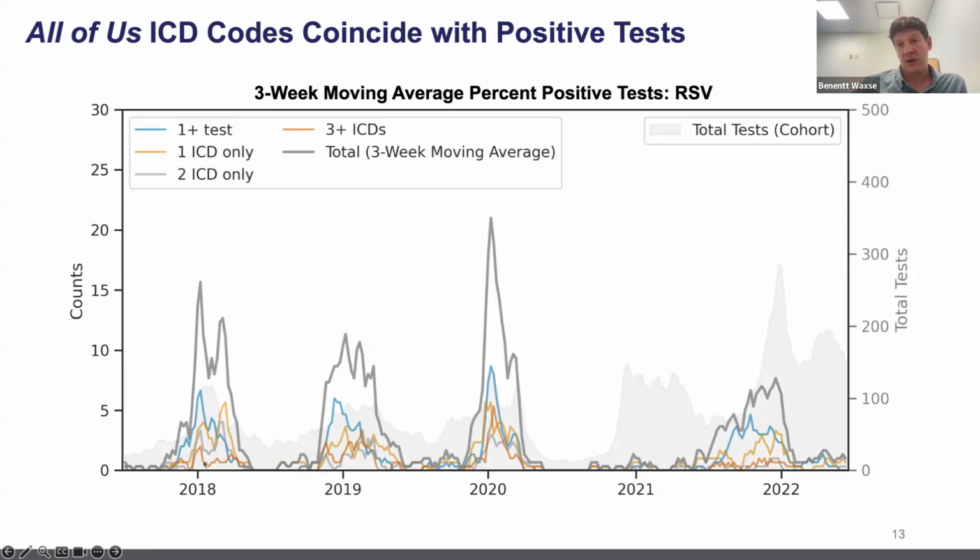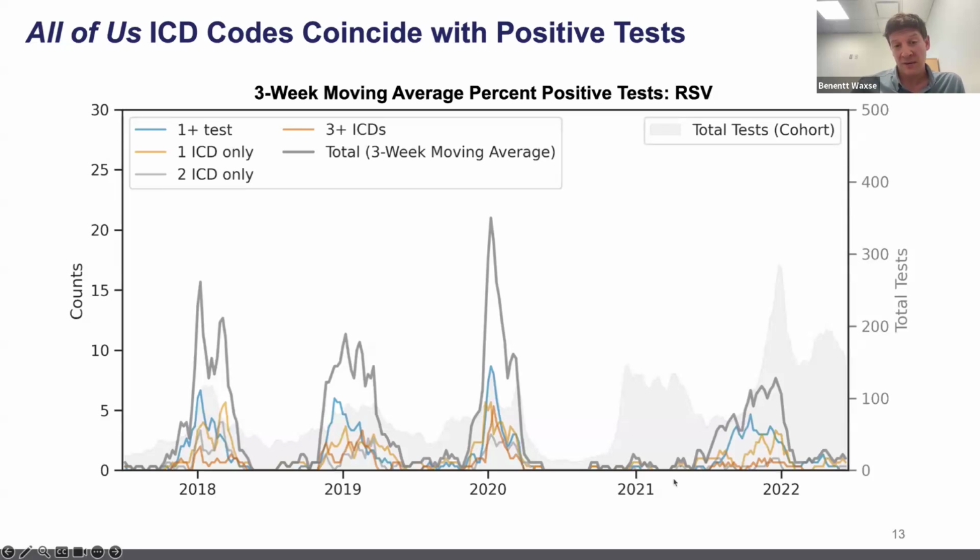Now, how do ICD codes work? Because we might suspect that people don't use ICD codes accurately, or maybe they're present during the summer, or maybe they continue during the COVID pandemic. So here you can see overall, whether an episode is defined by 1 ICD code alone, 2 ICD codes alone, or 3 or more, you rise and fall with test results. And overall, the detections match the respiratory virus season that we expect for RSV.